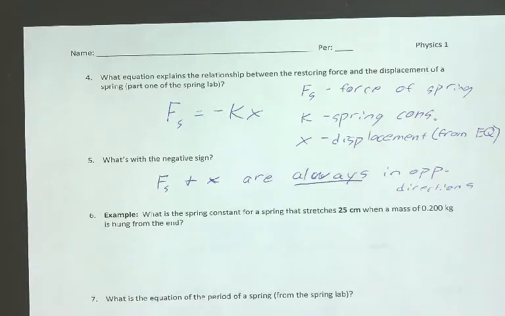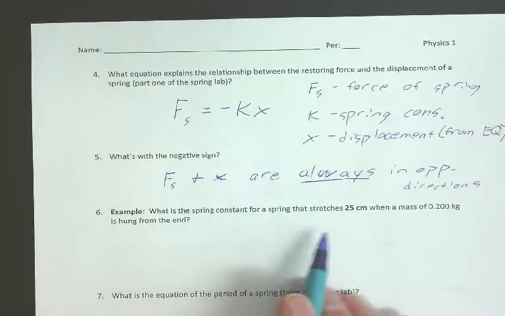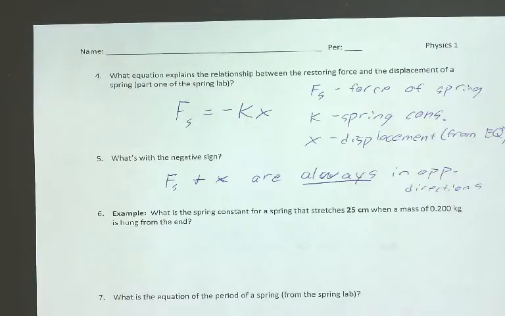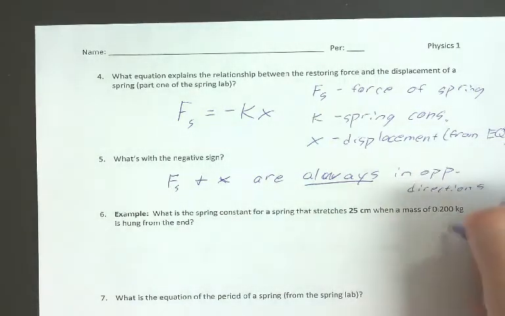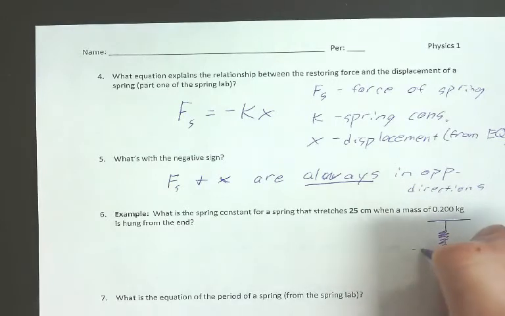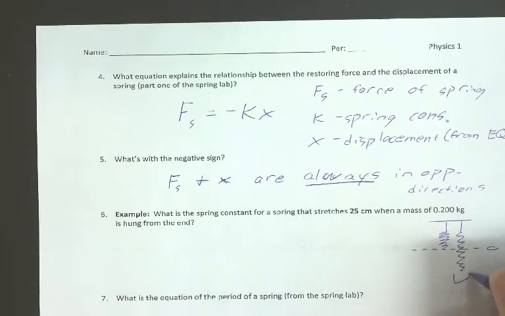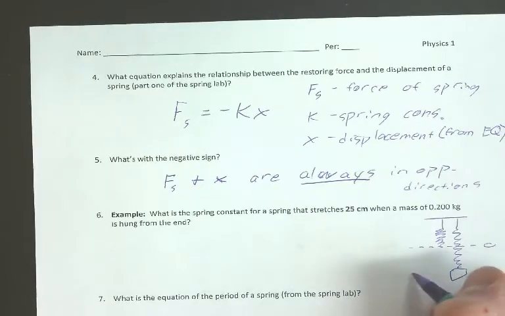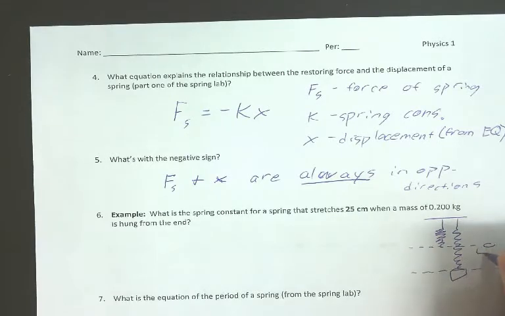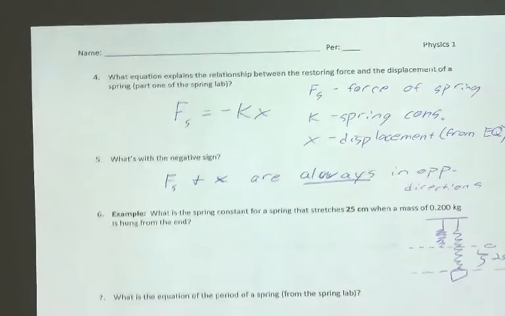Okay, so let's do an example. What is the spring constant for a spring that stretches 25 centimeters when a mass of 0.2 kilograms is hung from the end? We have a spring that looks like this normally, and here's what I would call 0. Then we put a weight on the end, and it stretches 25 centimeters to some new equilibrium.